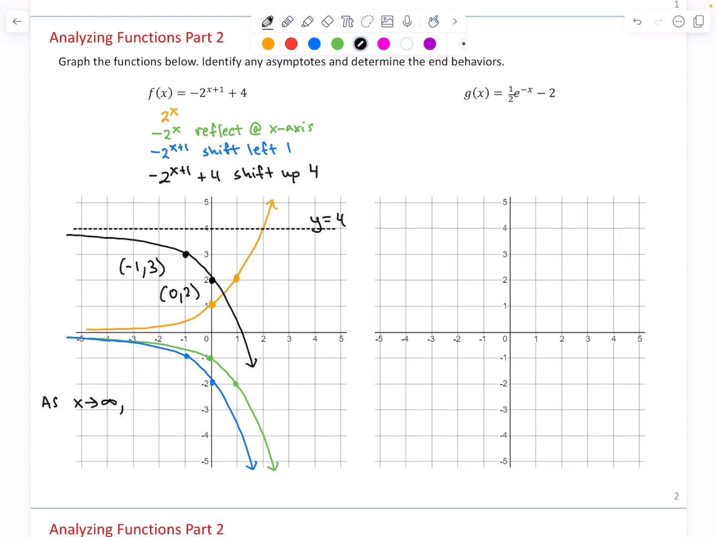And as x approaches infinity, the y-coordinates of the black graph will go down to negative infinity. And as x approaches negative infinity, meaning we go left with the black graph forever, the y-coordinates are getting closer and closer to the height 4.